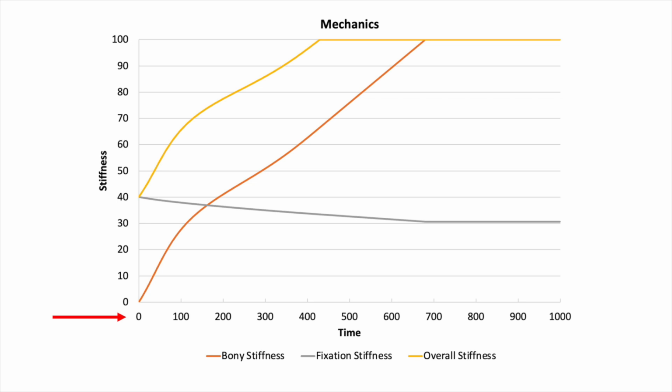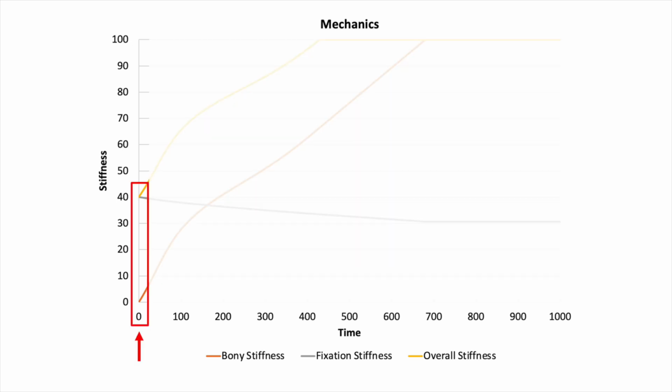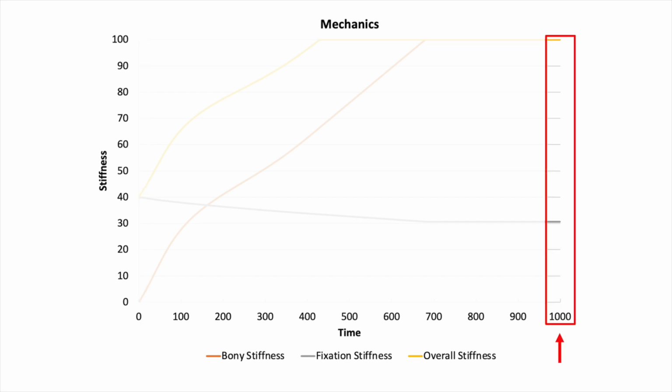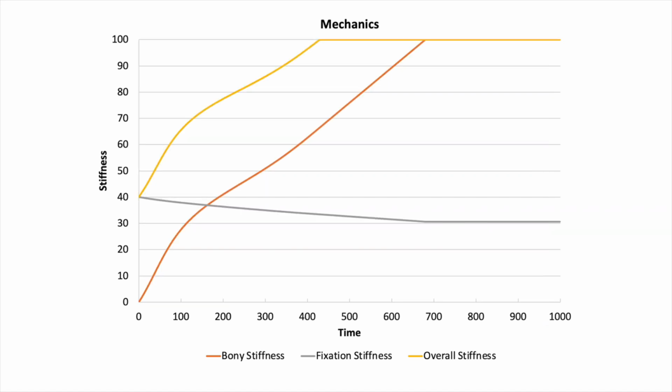Notice that the x-axis of the graph is time. Time 0 is the state of the fracture at the initial point of fixation. Time 1000 is an arbitrary time in the future, but for our purposes, let's say that it is the time at which we decide whether the fracture has gone on to union or non-union. In this case, at time 0, there is 0 bony stiffness and a moderate amount of fixation stiffness. The overall stiffness of the overall construct is the same as the fixation stiffness, since the bone is contributing nothing to the overall stiffness at this point in time. Over time, the bone and fixation individually change in stiffness, resulting in changes in overall stiffness.